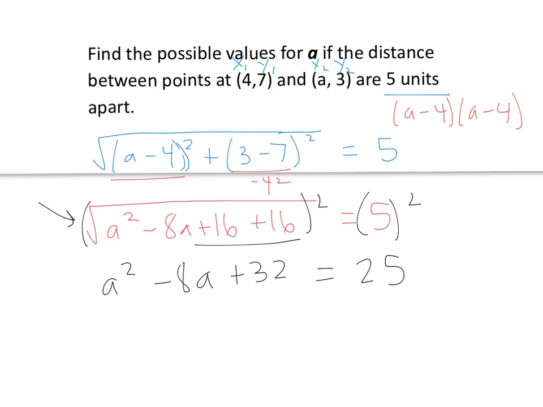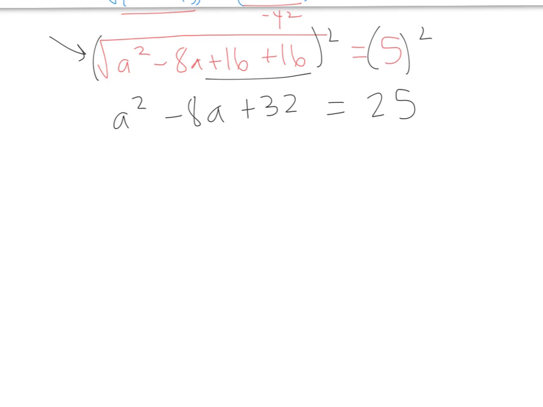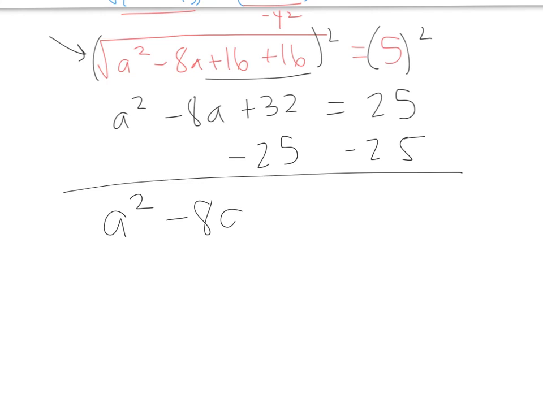Now, this is a quadratic equation that we just learned in Chapter 8 how to solve. So what I want to do here is get everything on one side. I'm going to scroll up here like this. And now I'm going to subtract 25, bring that 25 to the other side. Minus 25, and I get a squared minus 8a, 32 minus 25 is 7, equals 0.